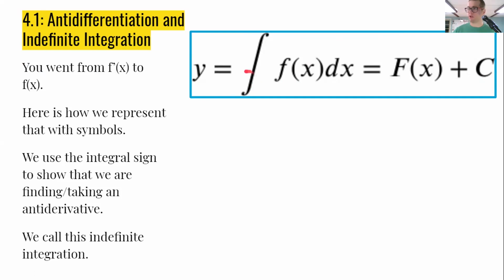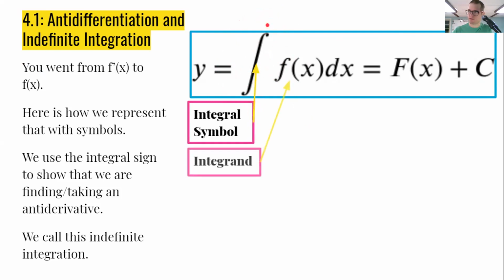All right. So let's explain what each of these symbols means. This first one is an integral symbol. The second thing, the f of x, that's the integrand. That's the thing we're finding the antiderivative of. We're saying f of x is the derivative of something, I just don't know what. And that's the question we're trying to puzzle out.